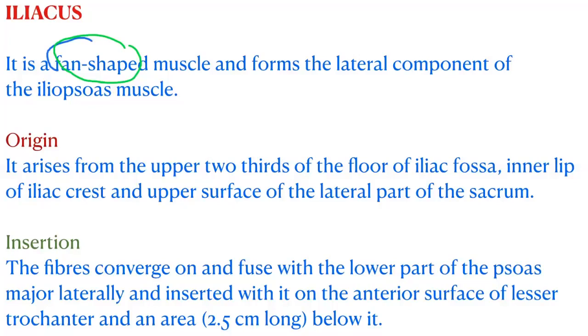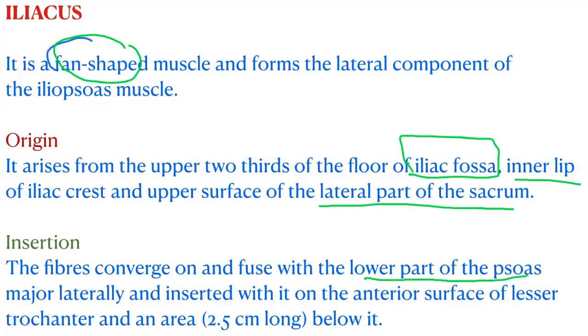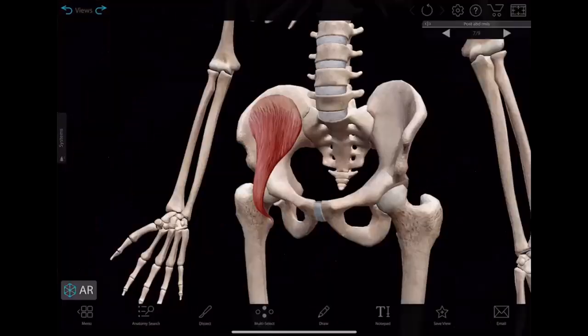It arises from the upper two-thirds of the floor of the iliac fossa, the inner lip of the iliac crest, and the upper surface of the lateral part of the sacrum. The fibers converge on and fuse with the lower part of the psoas major tendon, which is inserted onto the anterior surface of the lesser trochanter, an area 2.5 centimeters long below it.